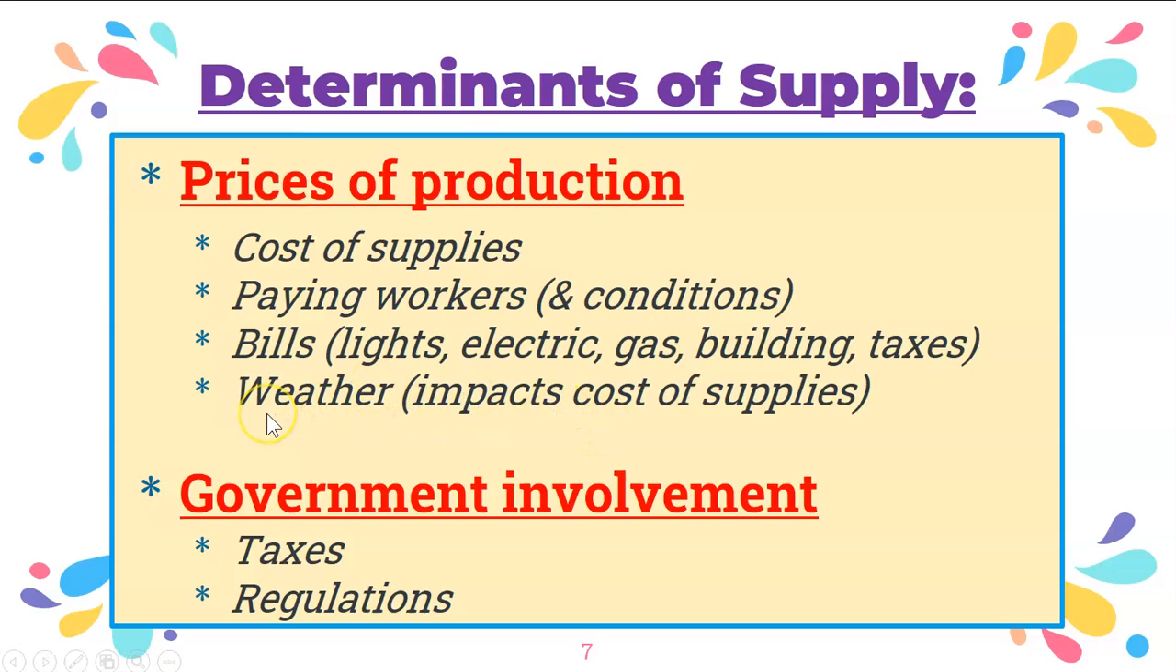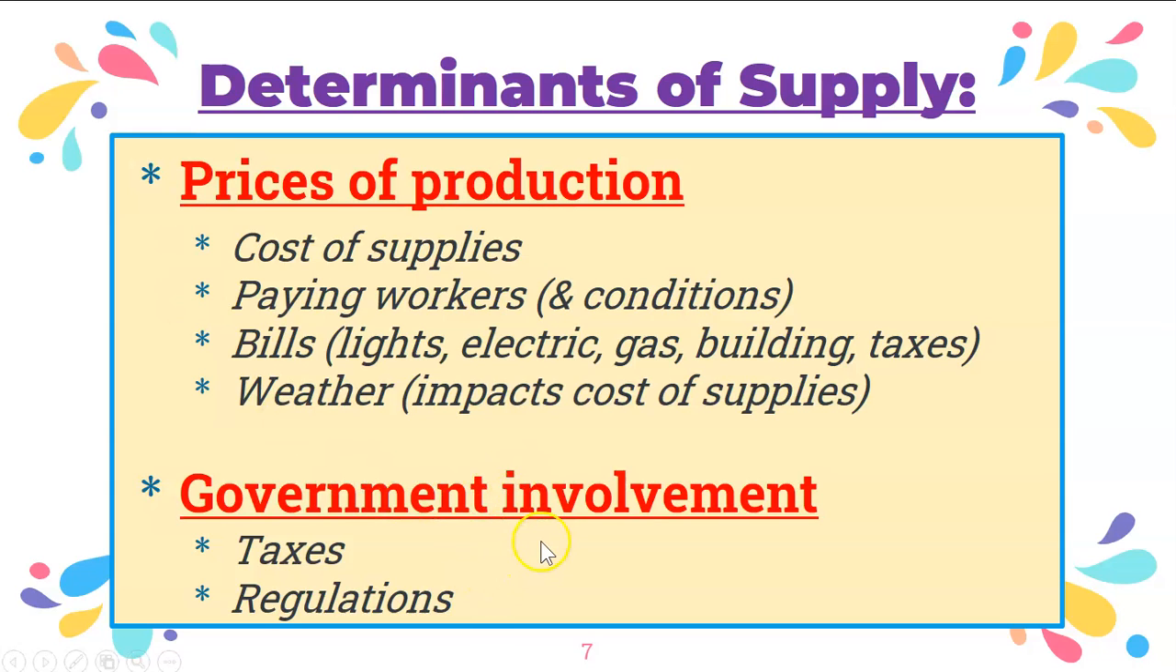So if there is a natural disaster, let's say a big fire that burns down a lot of trees, then you would have less supply with the same number of companies demanding that tree or that resource or that material. So that impacts the prices of production. These go up, then the price of the company selling the product is going to go up.